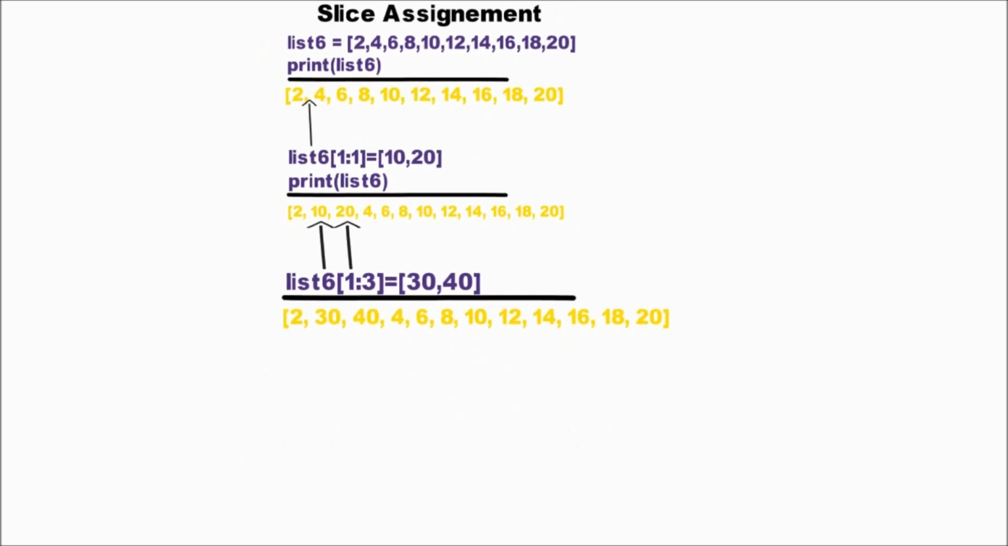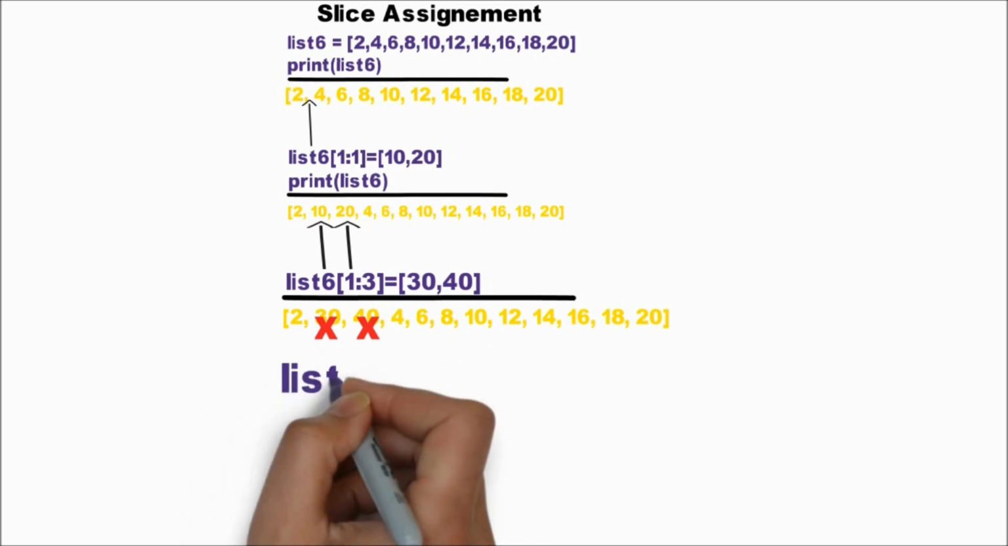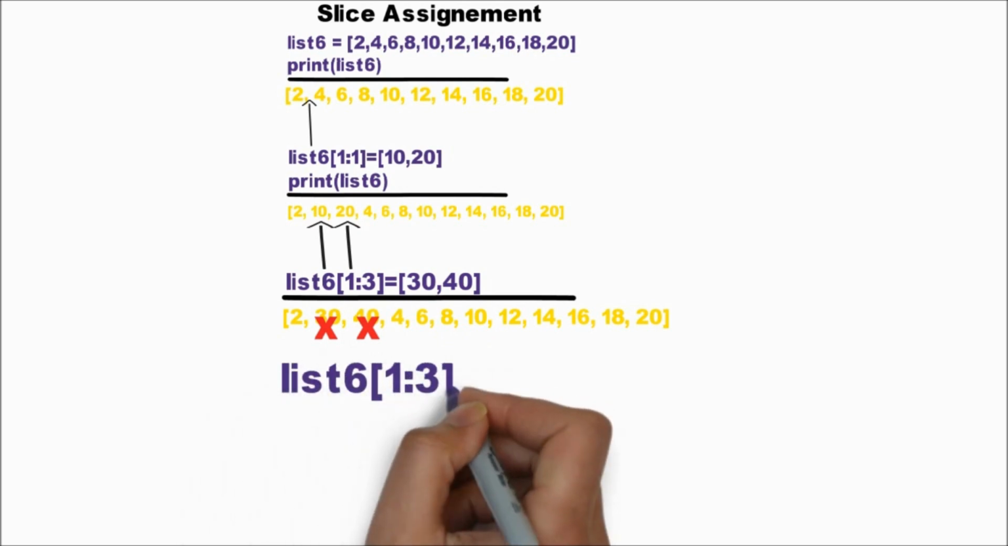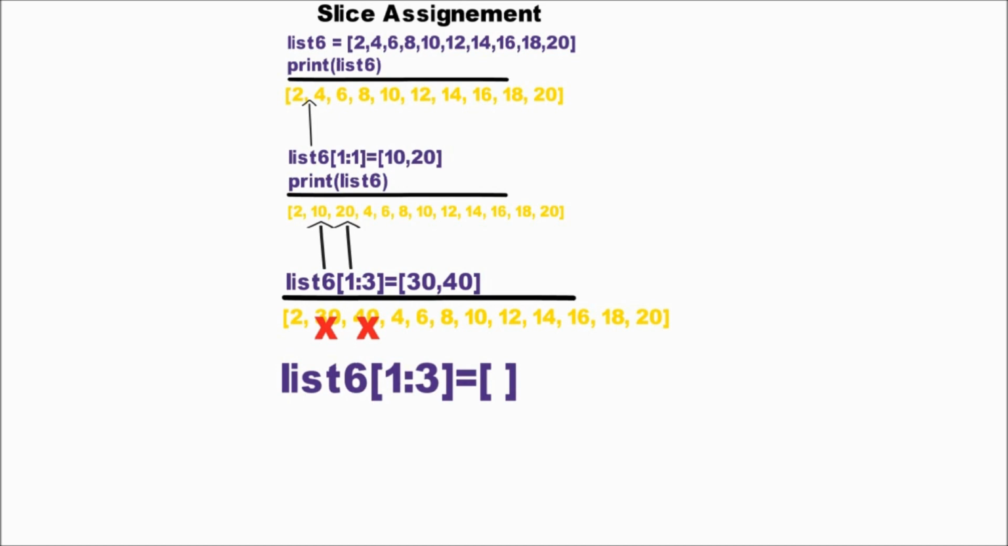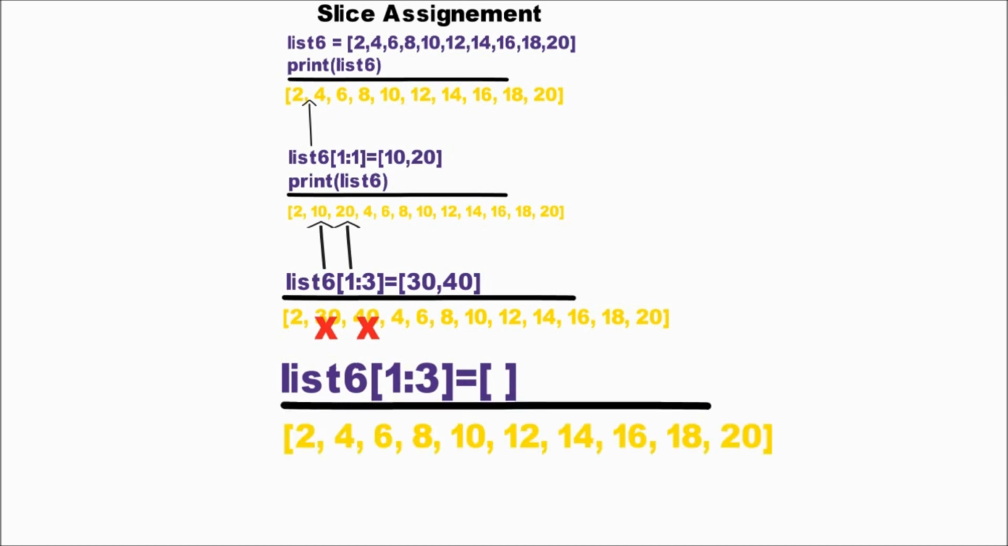Next we will remove elements 30 and 40 using slicing assignment. To do this, we simply write list6 of 1:3 equal to an empty list. So the elements at index 1 and 2 will be removed here.